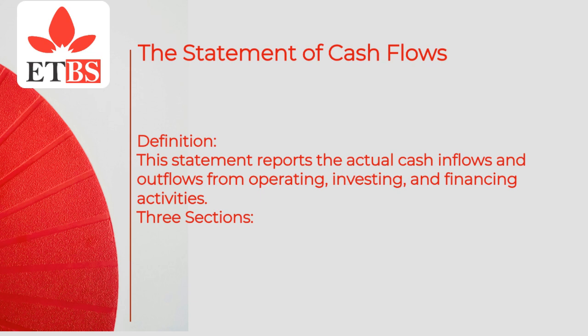Format: simplified. Cash flow statement, amount in naira. Operating activities plus 1 million naira. Investing activities minus 500,000 naira. Financing activities plus 200,000 naira. Net increase in cash 700,000 naira.